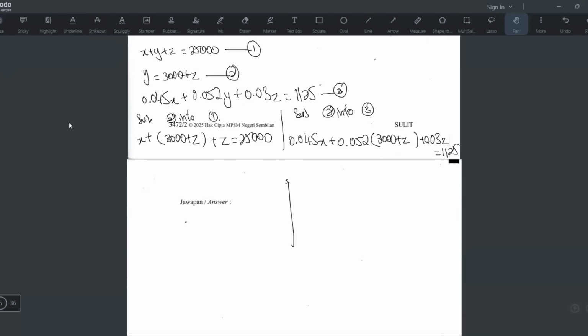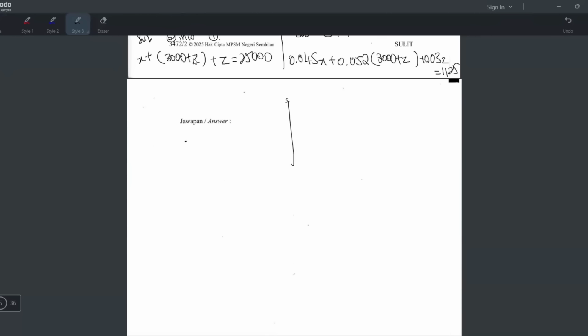All right, let's continue down here. So this one just open the bracket, no problem. And then z plus z will just be 2z. And then the 3,000, I think I'll just move it here. 25,000 minus 3,000. Let me press. I got 22,000. So that is your equation 4.